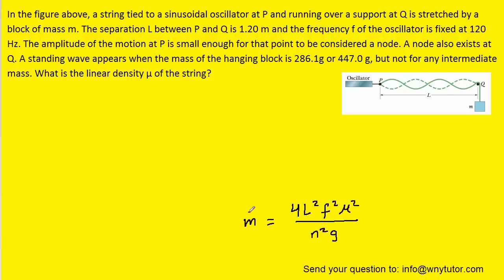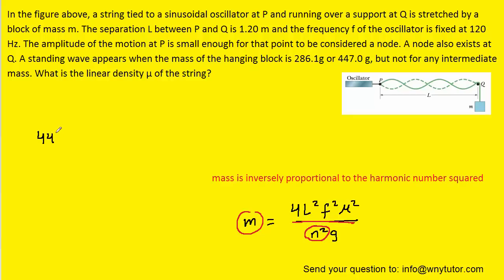Now, if we study this equation carefully, we can see that the mass is inversely proportional to the harmonic number squared. For example, if the 447 gram mass corresponds to harmonic number n, then we can write the following proportionality. Remember, it's inversely proportional to the harmonic number squared. Well, then in that case, the mass of 286.1 grams would be inversely proportional to 1 over the next harmonic number squared. We can actually divide these two proportions.